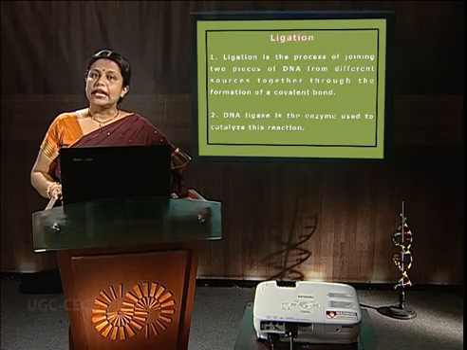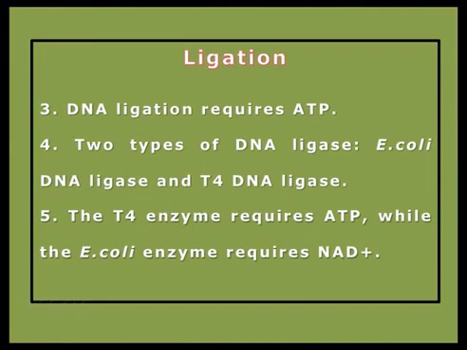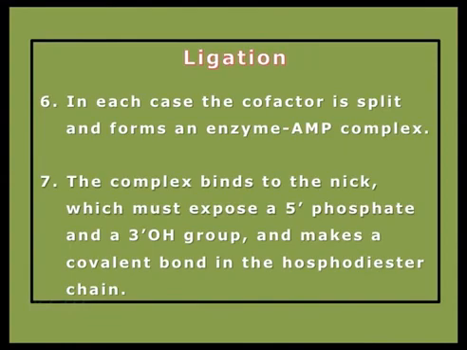What is ligation? Ligation is basically a process of joining 2 pieces of DNA from different sources, and there are two different types of enzymes, namely E. coli DNA ligase and T4 DNA ligase, which are involved in joining of the two different DNA fragments. The difference lies in their cofactor requirements. For example, the T4 DNA ligase requires ATP as the cofactor, whereas E. coli DNA ligase requires NAD+ as its cofactor. But both of them finally lead to the formation of enzyme AMP complex.